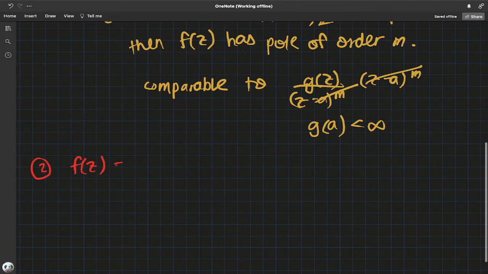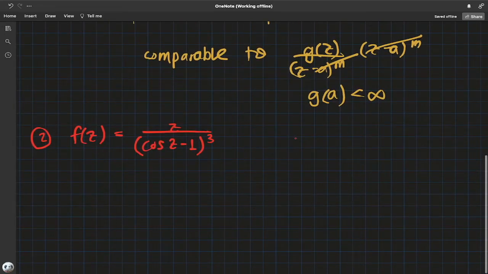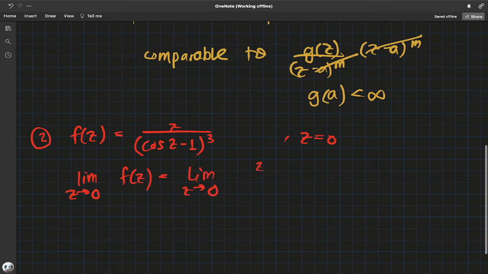Say f of z is z over (cosine z minus 1), the entire thing cubed. Well, we can check again the shady point z equals 0, again a restricted domain. Check the limit to determine whether this is even a singularity point or not. So we have z over (cosine z minus 1) cubed.